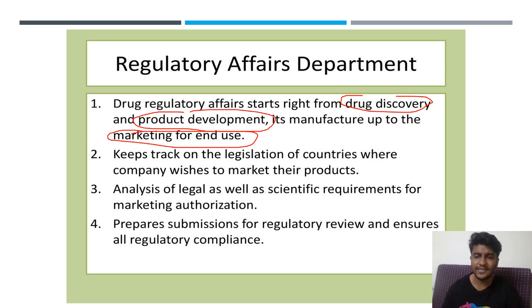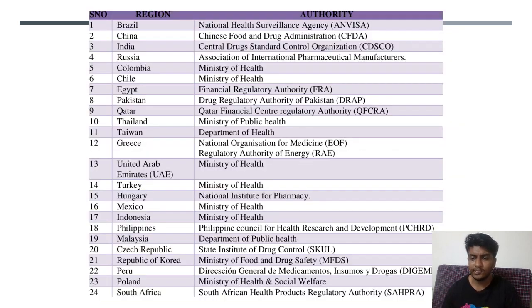Analysis of legal as well as scientific requirements for marketing authorization, preparing the submissions, IND filing, ANDA application. So there are a number of things that you need to include: label claims, then the drug dosage, directions of use, excipients, all of which are to be mentioned in a dossier or a docket, you can say, that is going to be in the public domain for regulatory review and regulatory compliance.